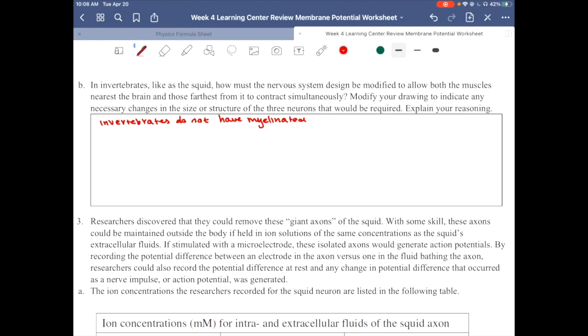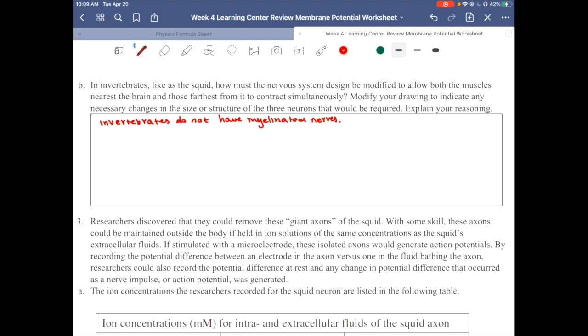Oh, I meant to write myelinated nerves. Because they don't have myelinated nerves, their transmission is going to have to be different than those innervating the muscles of the mantle, right? Because the speed of the nerve transduction is going to be dependent only on the size of the different axons, because we don't have the myelination to help with the propagation speed. So we're going to be looking at the size.